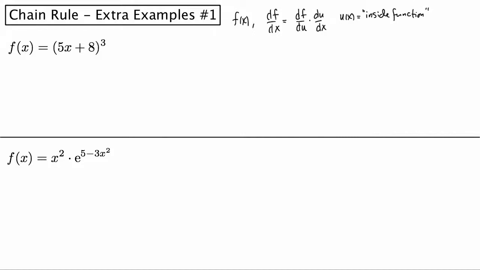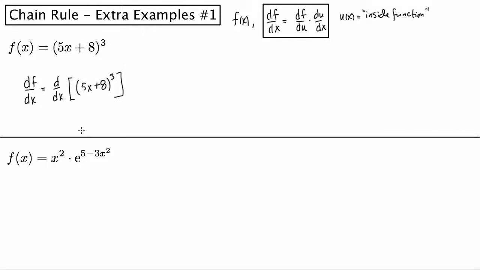For both these examples, we're going to apply this rule in this form, because I want you to get used to applying it using a substitution rather than just trying to do it all in your head. Once you get a little bit better at it, then you can do all this in your head once it becomes second nature to you. So we're going to start with df dx, which is the derivative with respect to x of f, and the function f here is 5x plus 8 cubed.